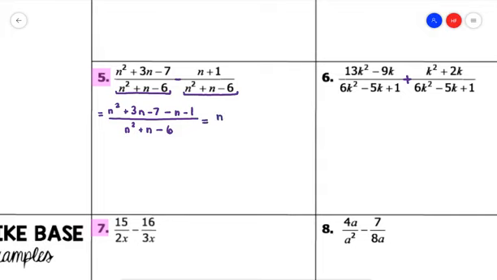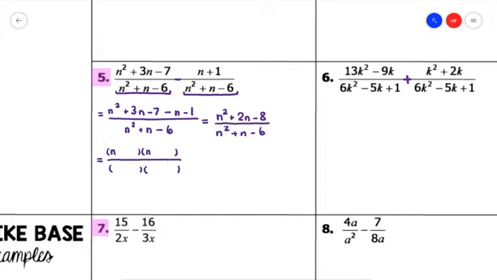And so I'm going to combine my like terms. So 3n minus n is 2n. Negative 7 minus 1 is negative 8. And then n squared plus n minus 6. We'll factor both the top and the bottom, so that way we can cancel out anything that's the same on top and on bottom.